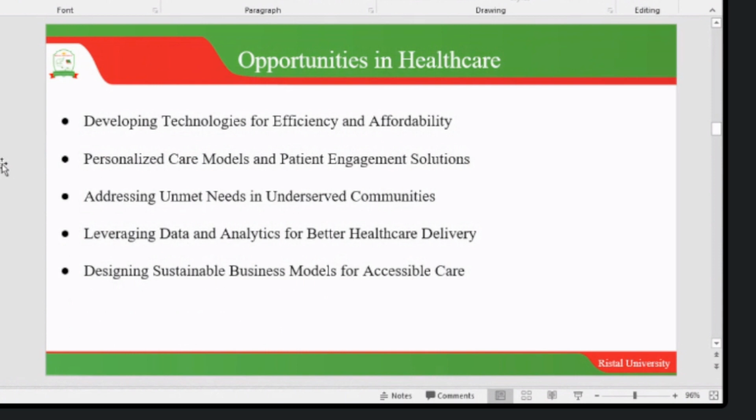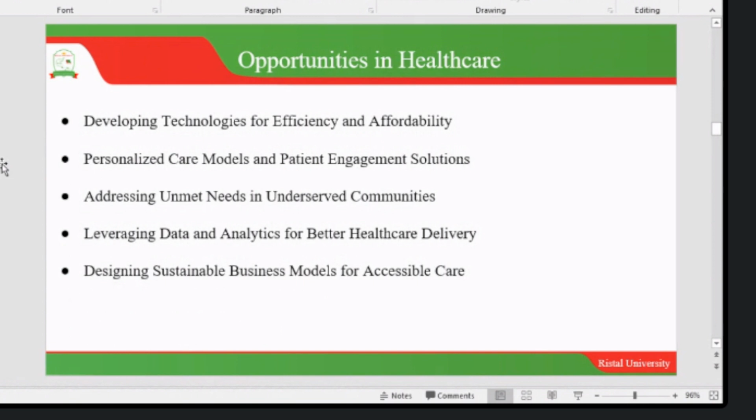Then personalized care models and patient engagement solutions. Like we said, one of the characteristics of a good entrepreneur is being customer centric. So there are very many hospitals or healthcare service providers who are not so customer centric. They deliver services with that model of one size fits all. Everyone who comes receives the same kind of care, but the opportunity that exists in that case is that if you personalize your care, if you have patient engagement solutions, when a patient visits your hospital or clinic, they are able to be taken care of within the perspective of their individual needs.